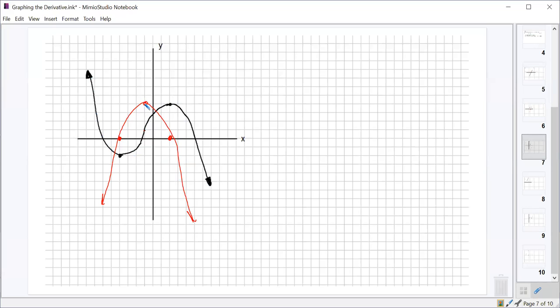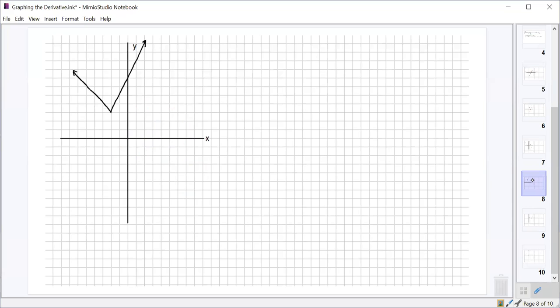Good. Awesome. All right. Oh, there's a fun one. Kind of looks like, I don't know, some sort of weird absolute value function. Yeah.